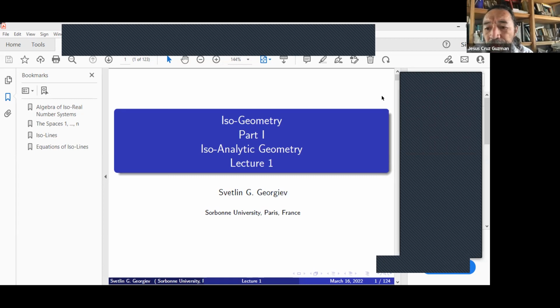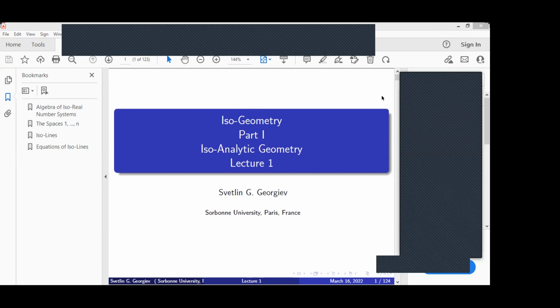I tried to think about the ideas of Professor Sobchak about the definition of the iso unit, and he says that maybe the iso unit is a constant. If it is a constant, then we are in the real numbers, in fact. No? Yes. In some cases, when we work with iso numbers, the iso unit is a constant.